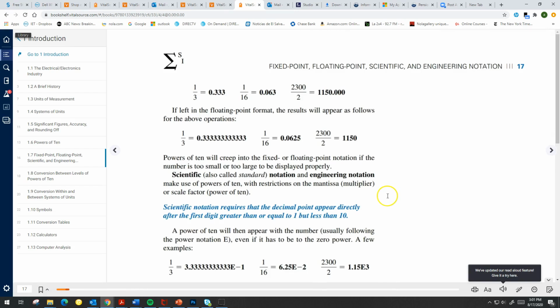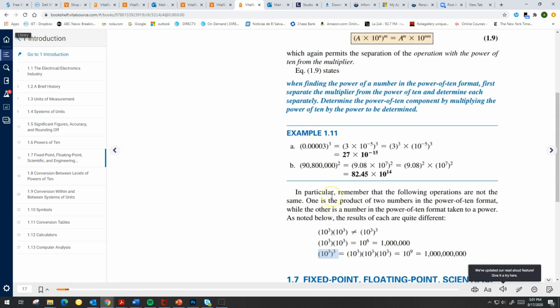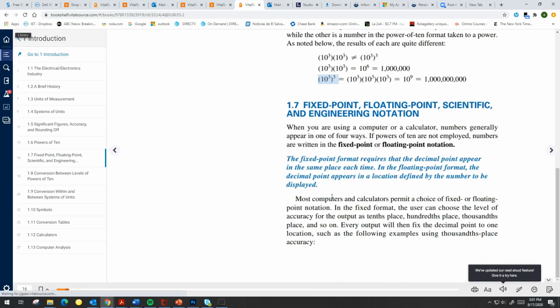Okay, so for example, the 3 examples at the top are an instance of a fixed point location. Let's go back here.